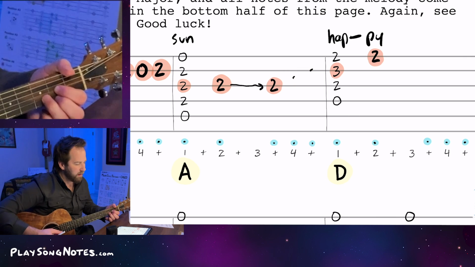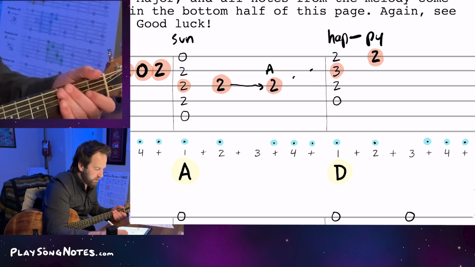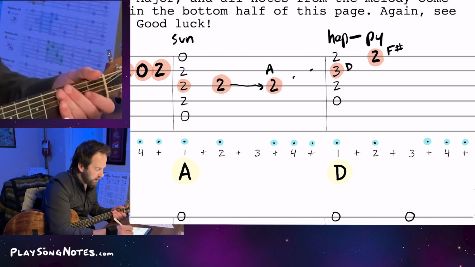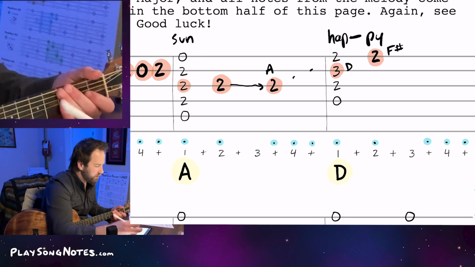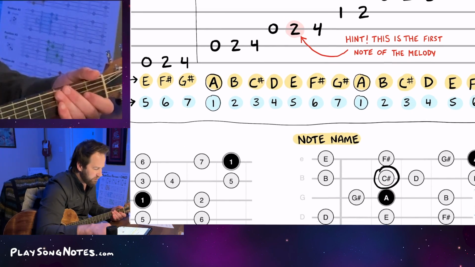You make me happy. So this is an A, this is a D, and this is an F sharp. So there's some notes we're missing here, right? So we know that the next... if we could look further down the page: A, B, C sharp, D, and we could figure out where they are.